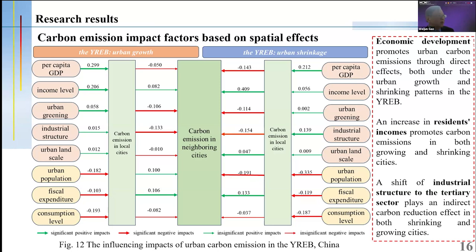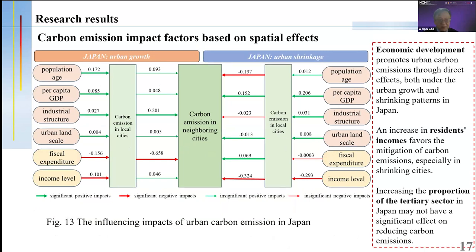For example, economic development promotes urban carbon emission through direct effects in all cases, right? And the increase of income level promotes carbon emission in both growing and shrinking cities. And a shift of industry structure to the tertiary sector creates indirect carbon reduction effects in both shrinkage and growth cities. This is for China.